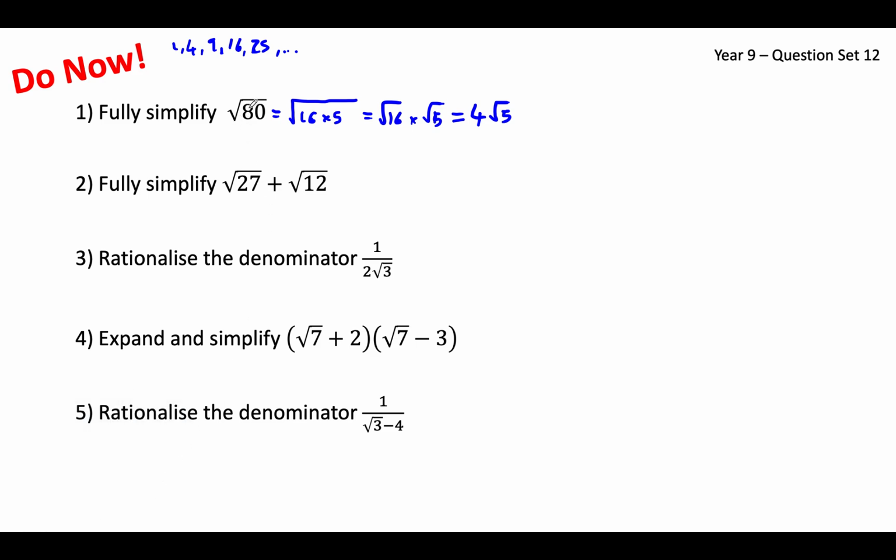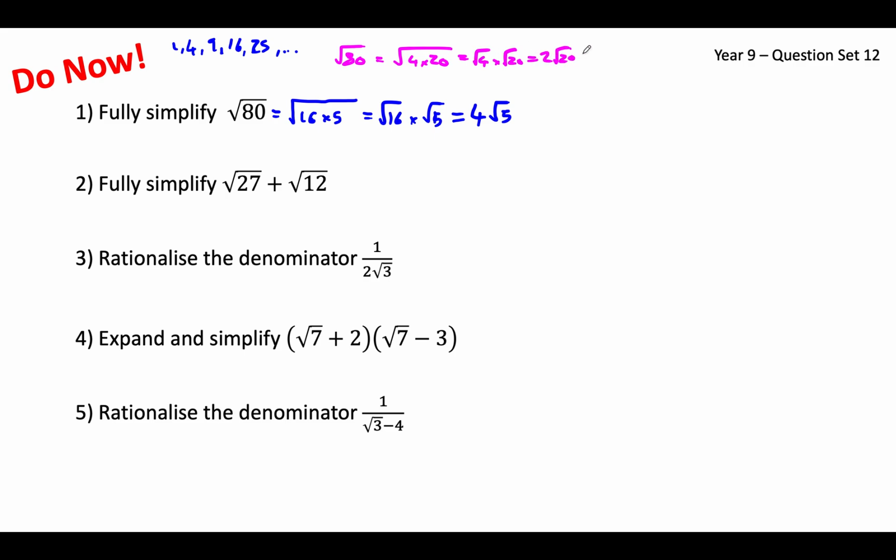okay, I'm going to play it safe. 80 definitely divides by 4, which is also a square number. So I could do root 80 equals root 4 times root 20, isn't it? And then you could take the 4 outside in its own square root and turn that into 2, because square root of 4 is 2. So you'd have 2 root 20.